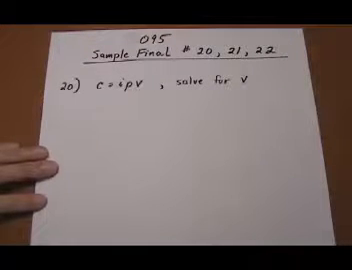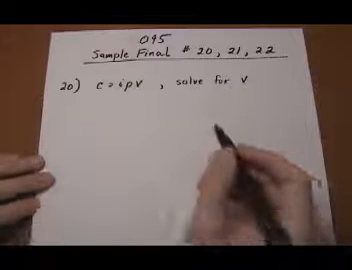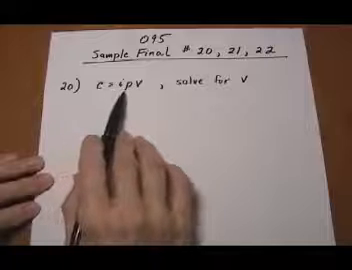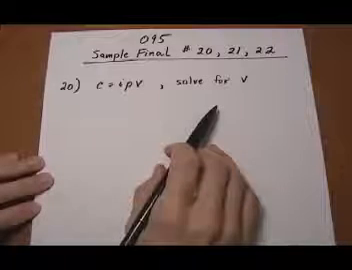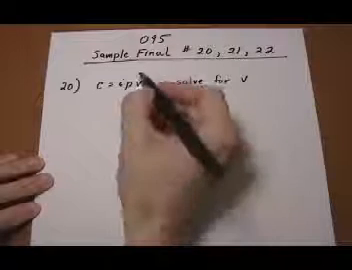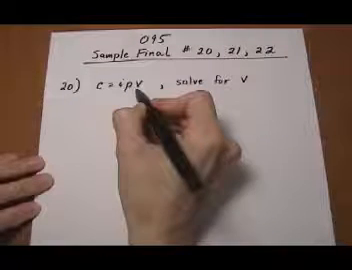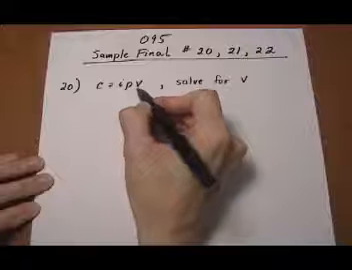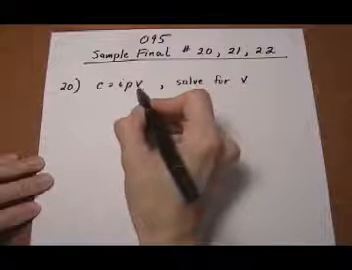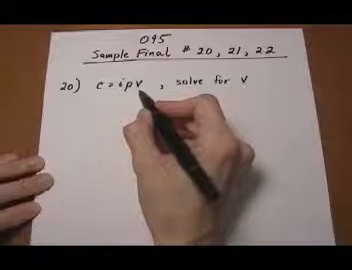Sample final exam, number 20, 21, and 22. For number 20, we have the equation C equals IPV, and we want to solve for V. Treat this just like you would solve any kind of linear equation. You want to look at the variable you're solving for, so we're solving for the V, and we want to clear away any other variables and constants and move everything else to the other side.